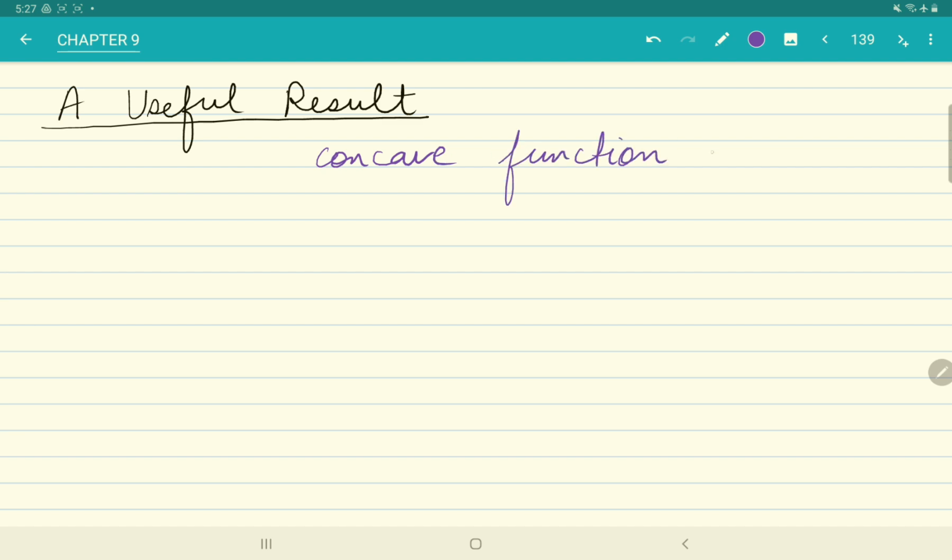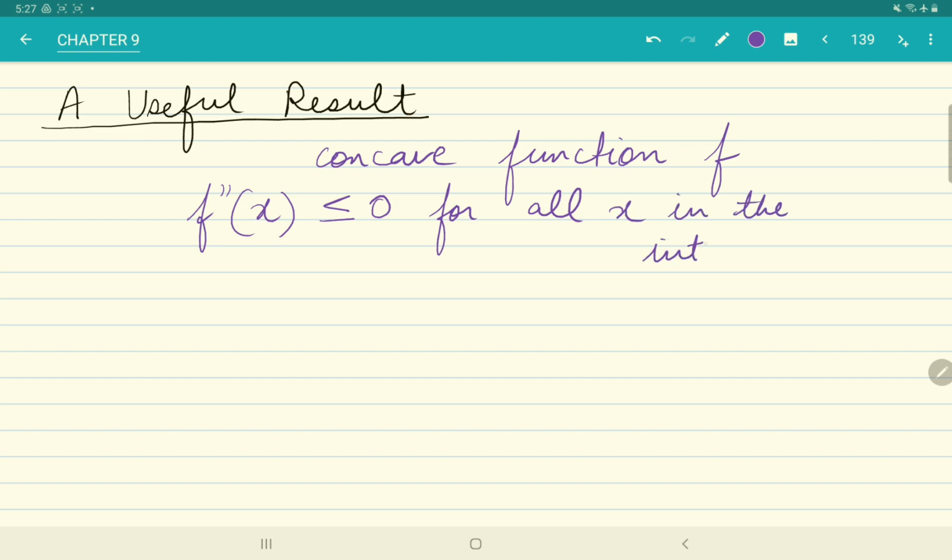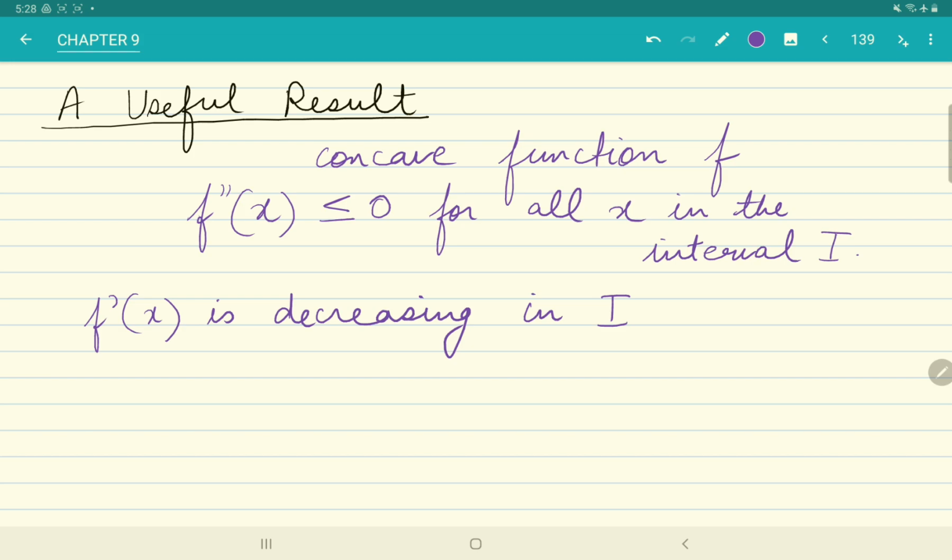So let's suppose we have a concave function f, and that just means f double prime x is less than or equal to 0 for all x in the interval I. If f double prime x is less than or equal to 0 for all x in the interval I, we know that f prime x is decreasing in I. That means the slope of the tangent to the graph of that function keeps on decreasing.